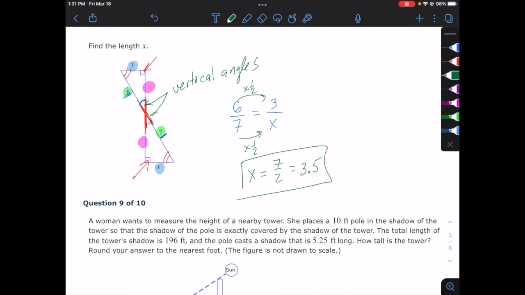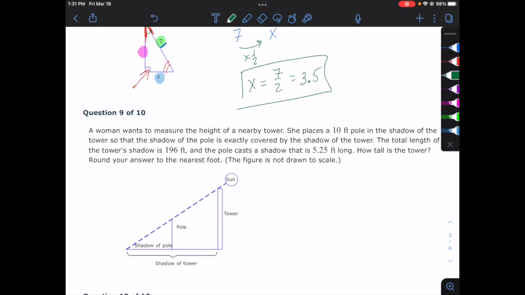Wonderful. Okay, whoa, word problem, but it comes with a picture. That makes it better, doesn't it? All right, a woman wants to measure the height of a nearby tower. She places a 10-foot pole in the shadow of the tower so that the shadow of the pole is exactly covered by the shadow of the tower. The total length of the tower's shadow is 196 feet, and the pole casts a shadow of 5.25 feet long. How tall is the tower? Round your answer to the nearest foot.